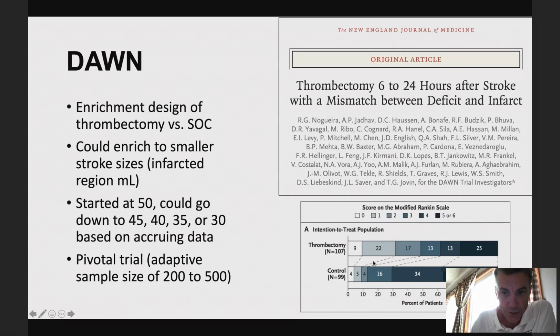It shows a summary of the modified Rankin score. It was very effective, and it didn't actually enrich. So the algorithm was there, the interims took place. Now the trial stopped at 200 patients, the earliest time possible, instead of 500. So that adaptation happened, but the enrichment didn't happen.